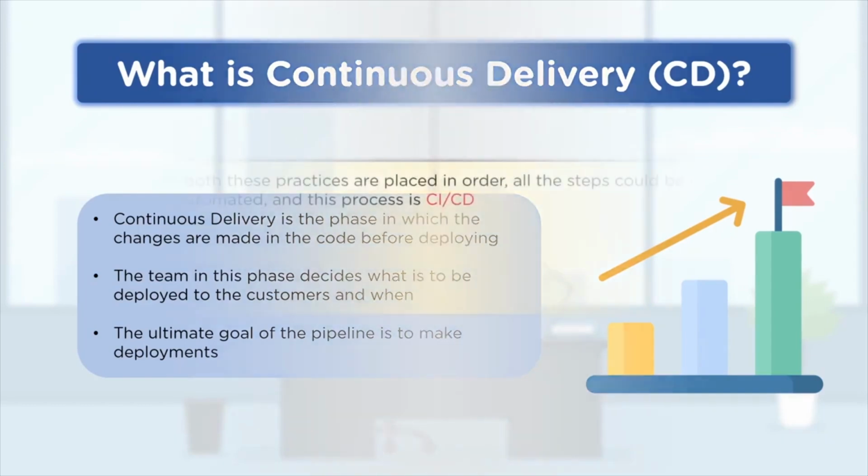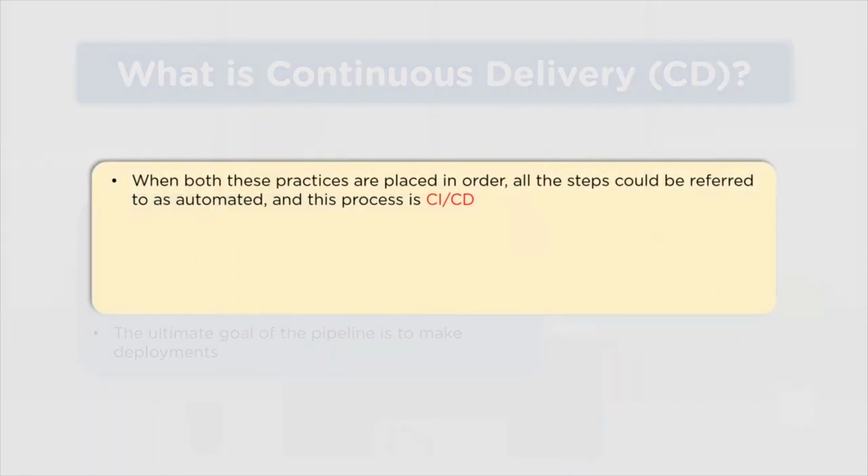So when both these practices are placed together in an order, all the steps can be referred to as a complete automated process, and this process is known as CI/CD. When we are working on this automation, we are looking at how the automation needs to be done. Since it's CI/CD automation which we are talking about, the end result is build and deployment automation. You will be taking care of the build, the test case executions, and the deployments when we talk about CI/CD.